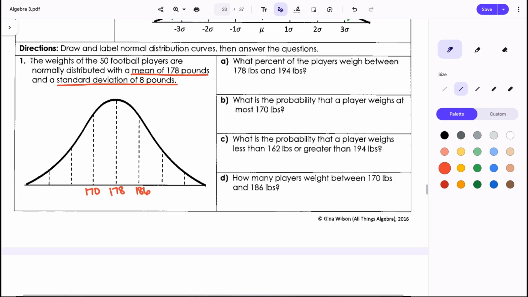Now, as you get farther away, those numbers are going to continue to increase or decrease by the same amount. So you're just going to go up by 8 to fill out the right side, or you're going to go down by 8 for this one to go to the left. So down 8 from 170 would be 162, and then down 8 more would be 154. And then up 8 would be 194, and then 202.